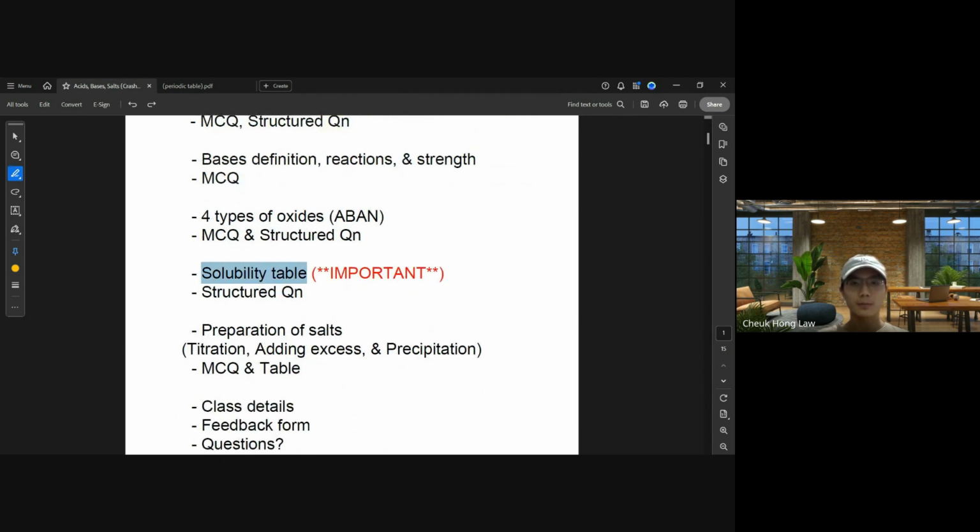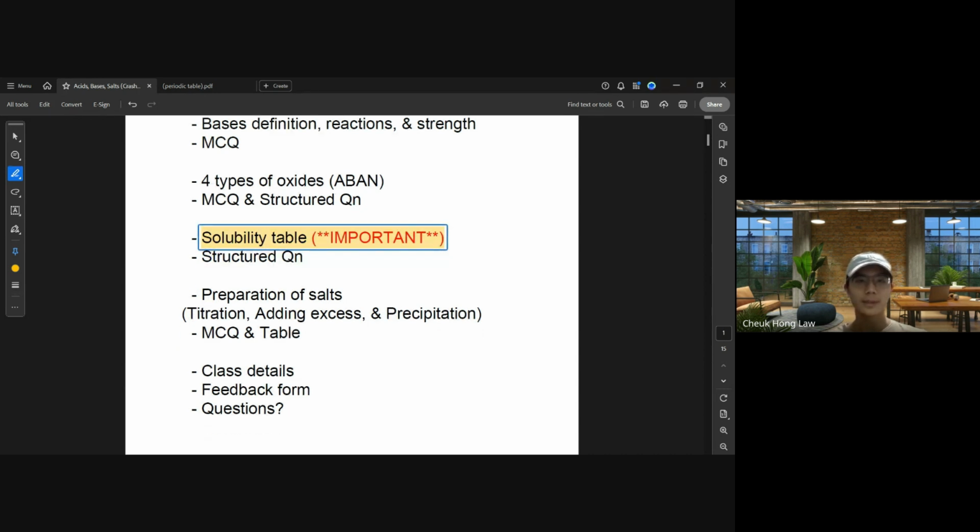One of the most important parts is the solubility table. The solubility table is not only used in this chapter, it's used in almost every chapter in chemistry. You need to know whether a substance is soluble or insoluble. That's why we use a solubility table. Then there's a structured question for you to try.